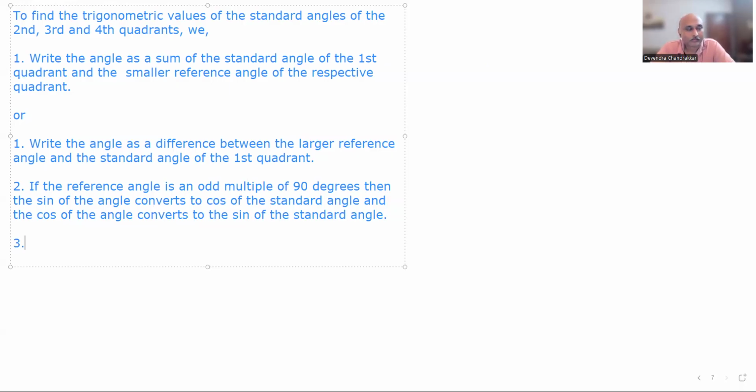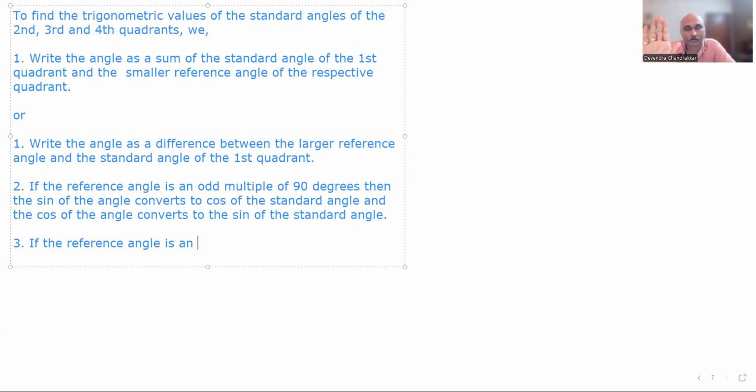Now, the third one is... Sir, if... Yes, say it. Sir, you're asking about some constant values of trigonometry like sine 0, sine 30, those. No.